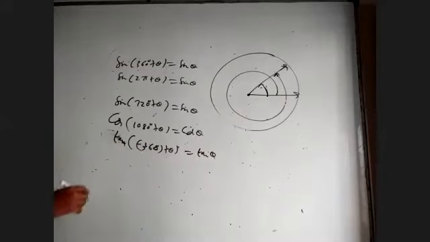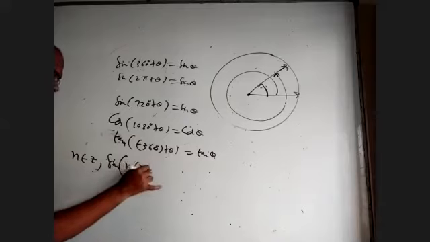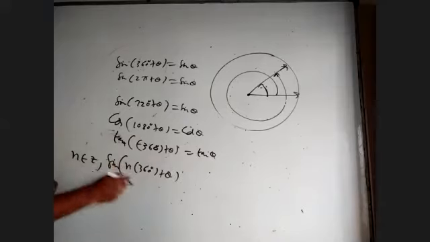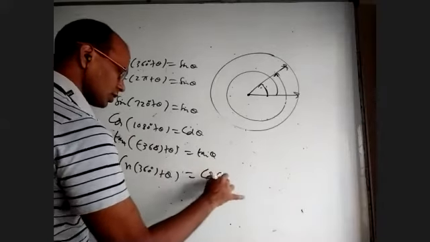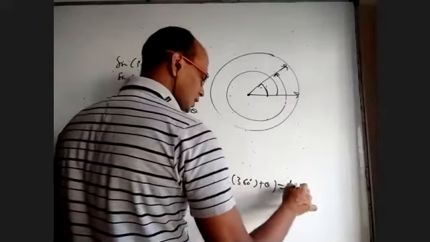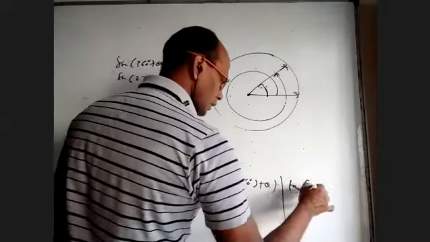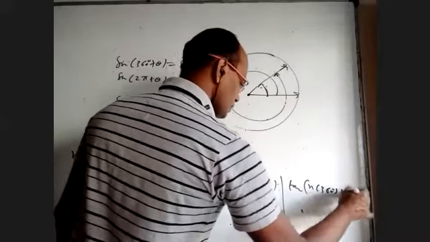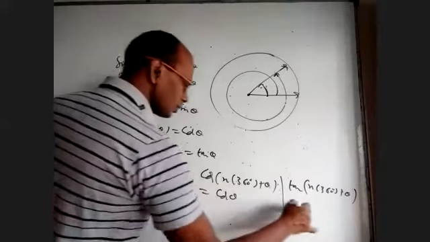In general, if you take n belongs to Z, integers, whether you take sine n times 360 degrees plus theta, n can be 0, 1, 2, 3, minus 1, minus 2, or cos n times 360 degrees plus theta, or tan n times 360 plus theta. They are not equal, of course. This will be sine theta only. This will be cos theta. This will be tan theta.